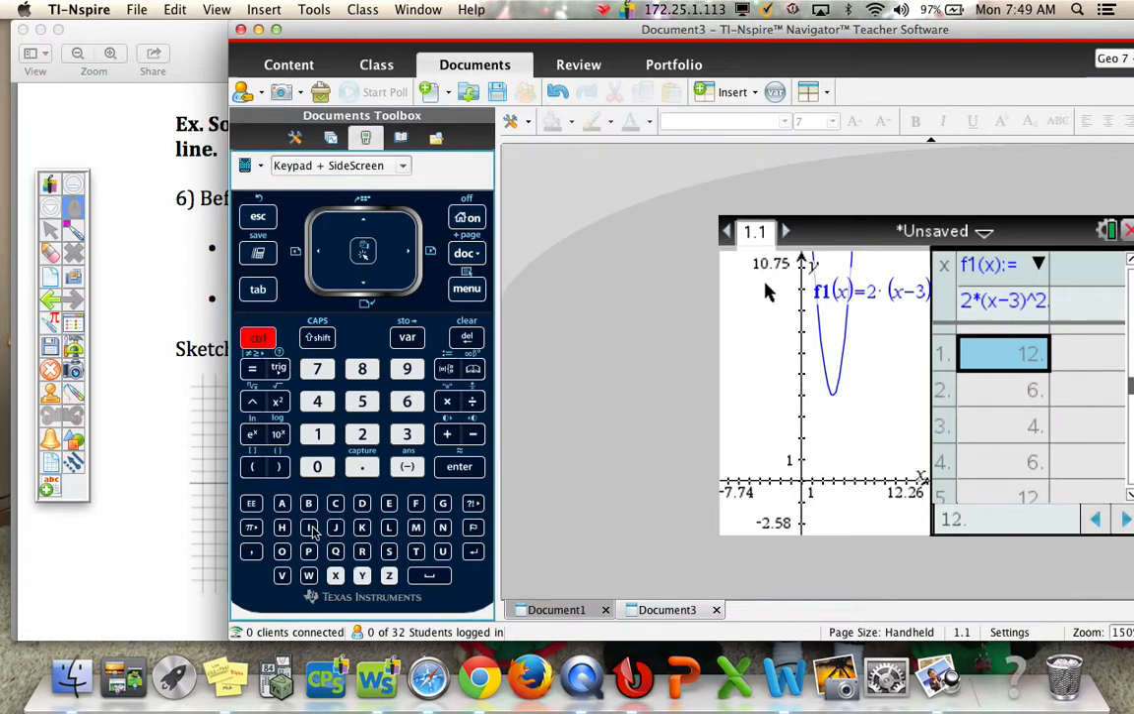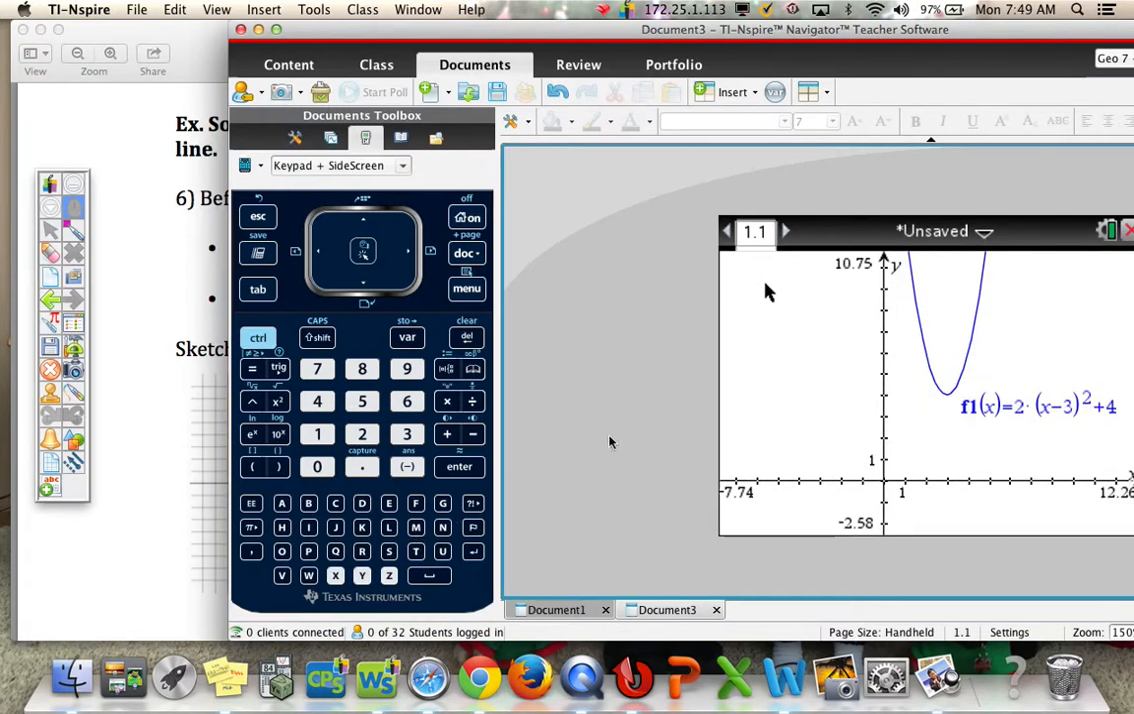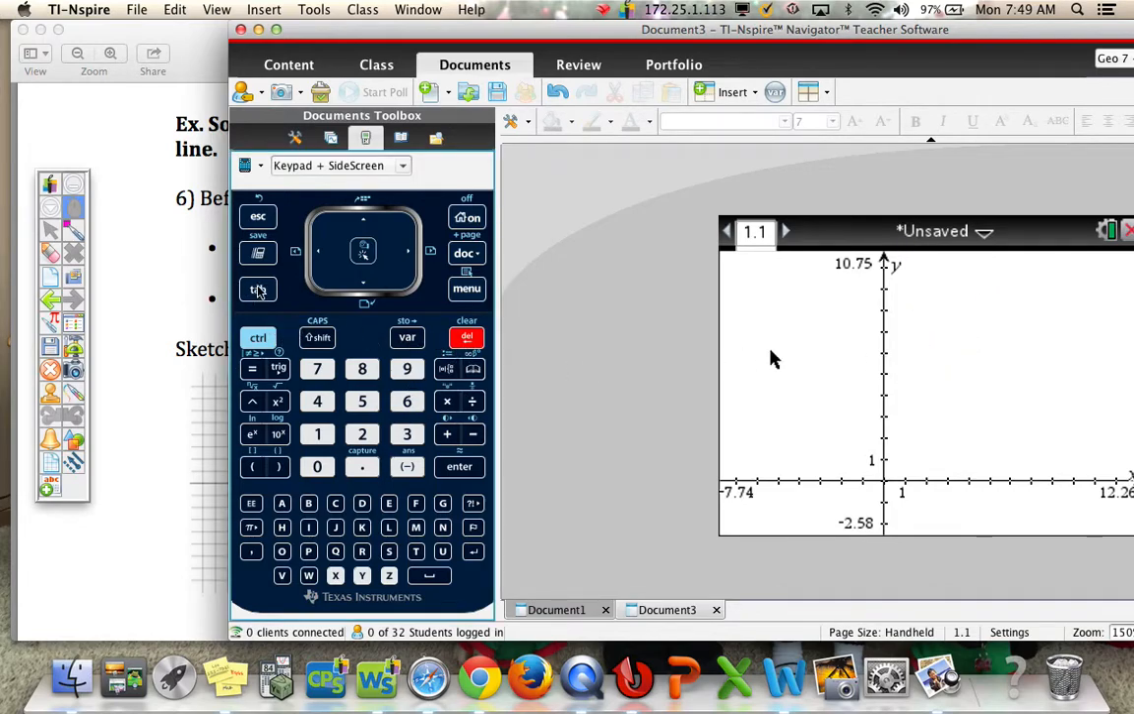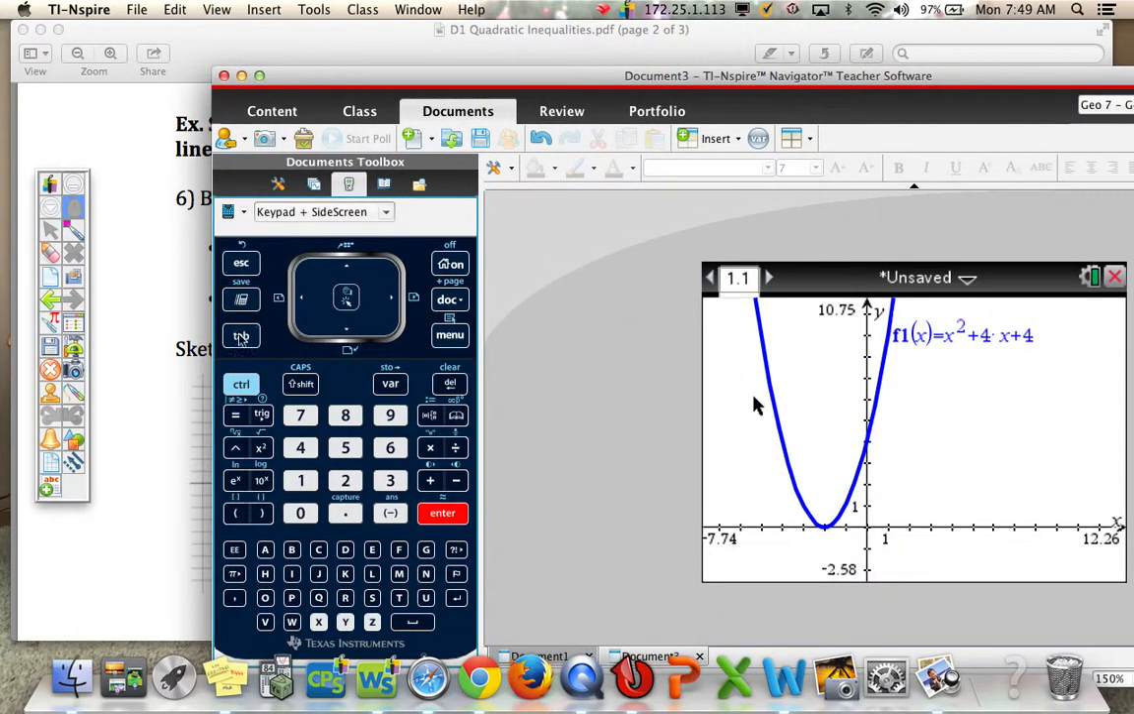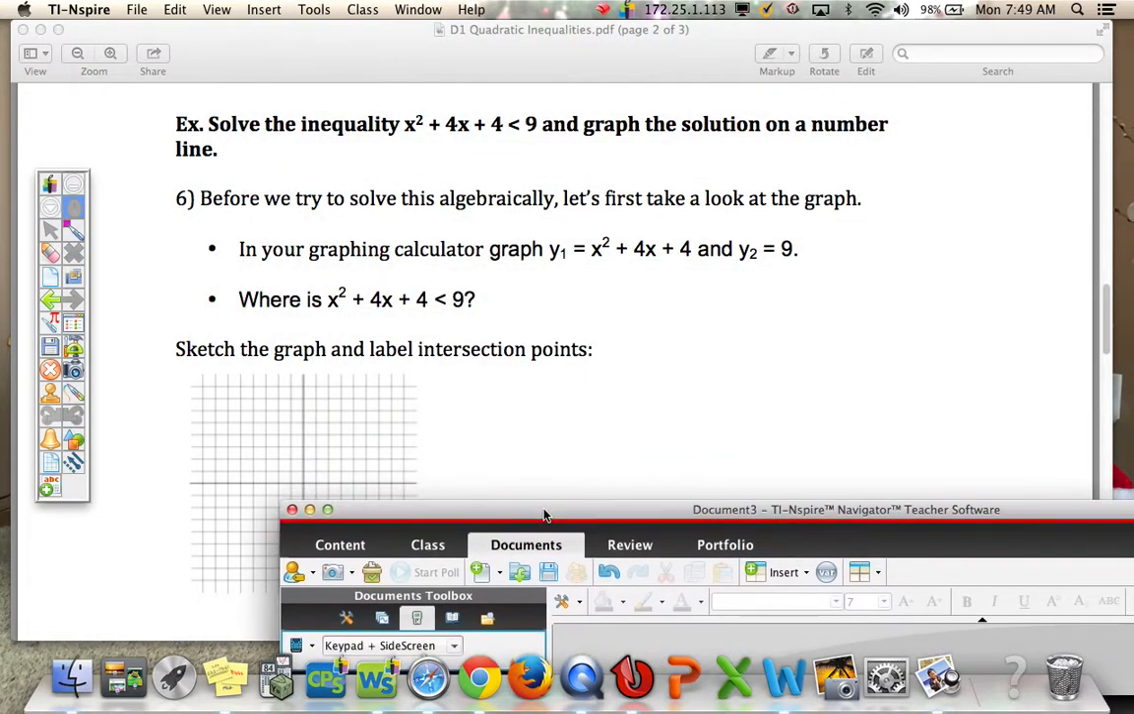Let me hit Control-T to get rid of the table. Let's get rid of this parabola. I'm just clicking on it and hitting delete. And if we go to tab, we'll type in x squared plus 4x plus 4. So there's the parabola. And then let's type in tab and just y equals 9. And we can see what that looks like. So keep that in mind.